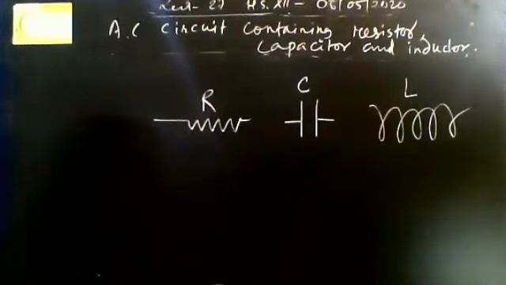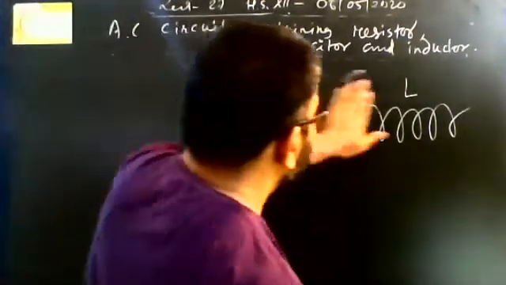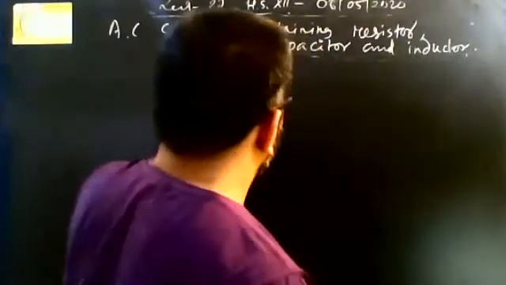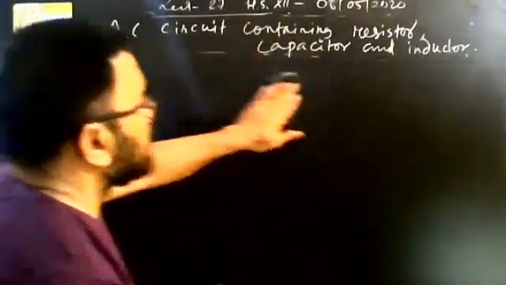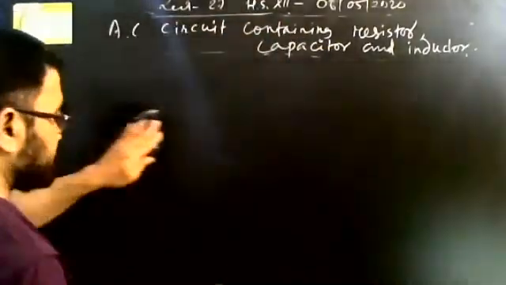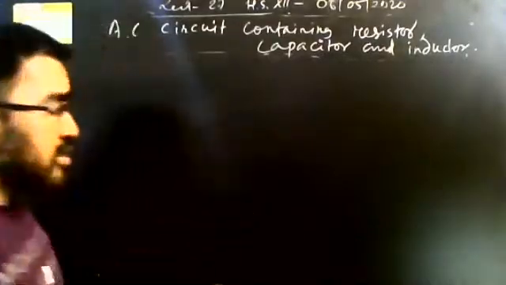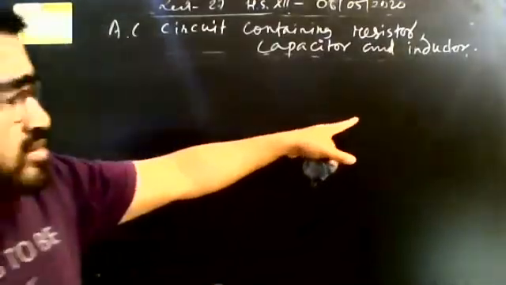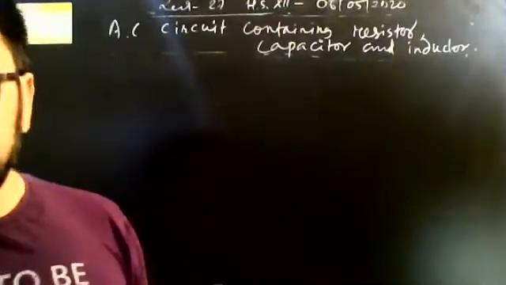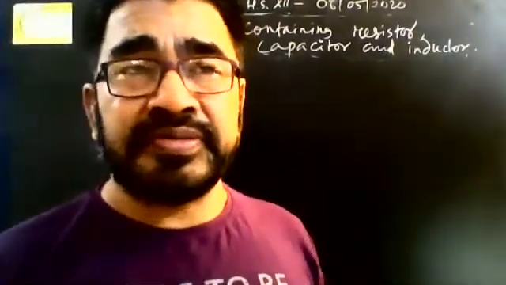Okay, so as you know, when a resistance is connected in a circuit, it will offer resistance to the flow of current.